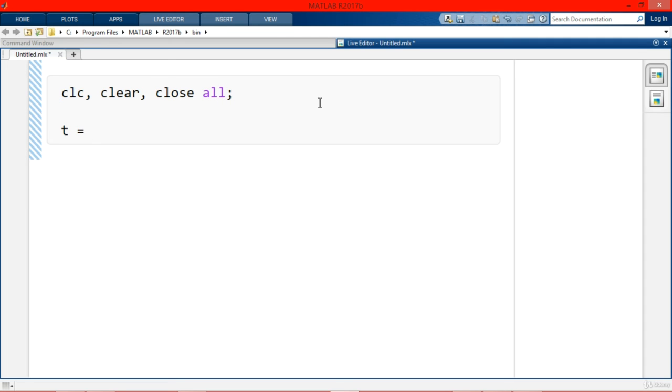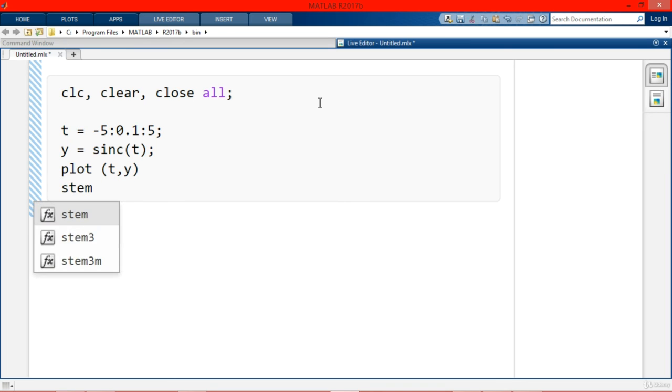Take t, which shows again the time period from minus 5 to plus 5 with the spacing of 0.1. For the sinc function, we have a built-in function in MATLAB called sinc. So take y equals sinc of t. Now plot by plot t comma y for continuous or stem t comma y for discrete.